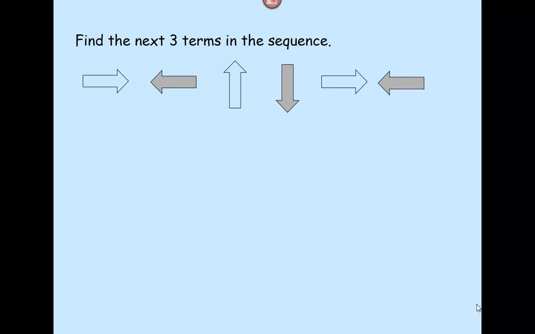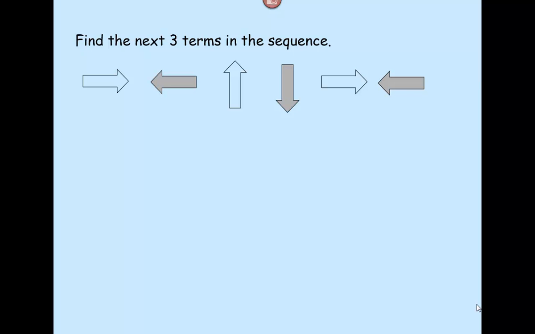What about if we use arrows? Notice I have a see-through arrow, then a filled-in arrow, a see-through arrow, filled-in arrow, see-through arrow, filled-in arrow. So shaded and non-shaded. If we look at it, you can also see that the arrows are pointed in opposite directions of each other.